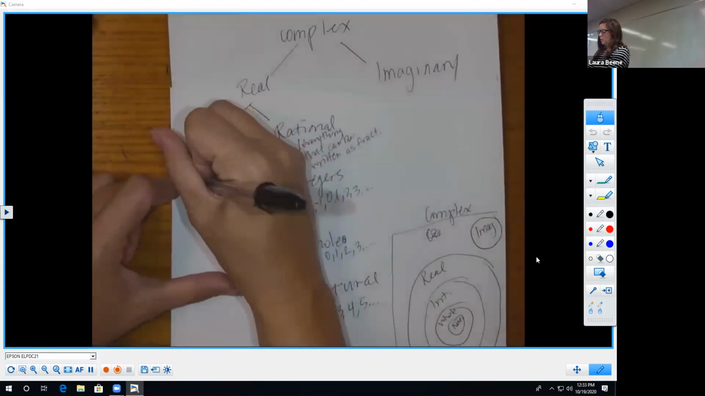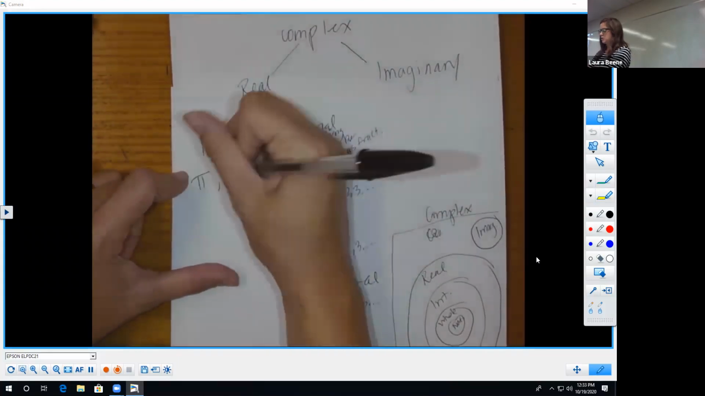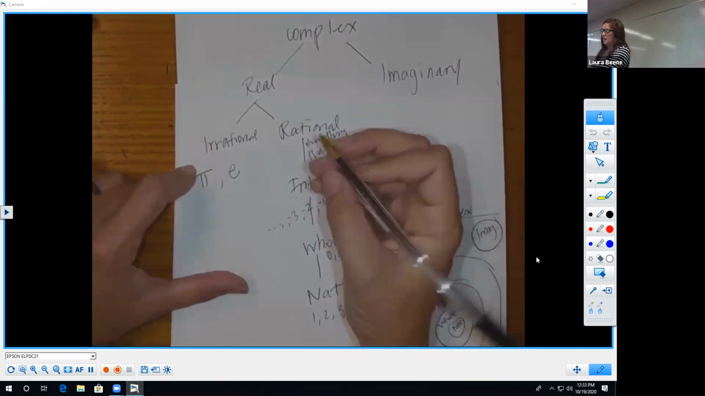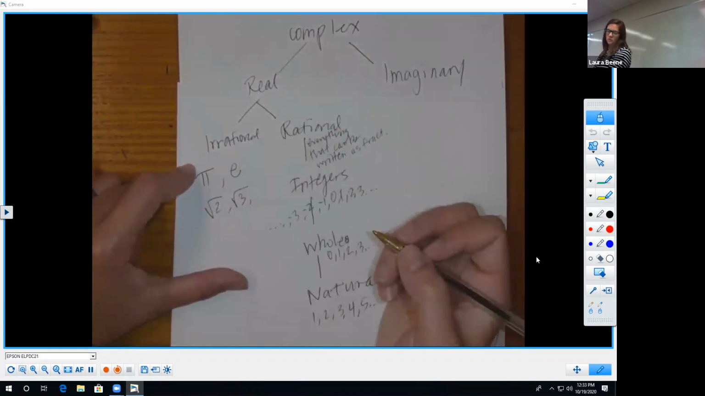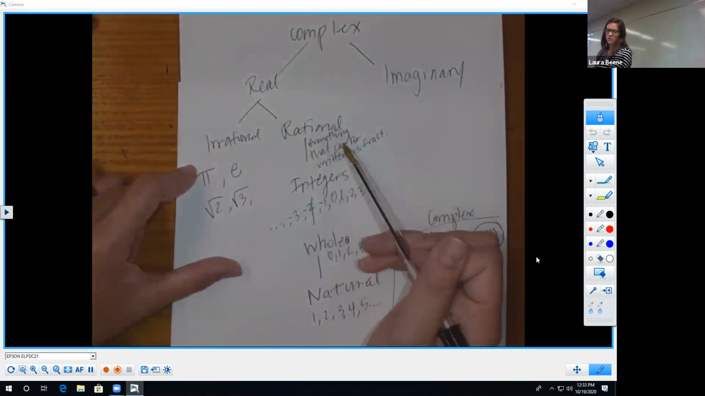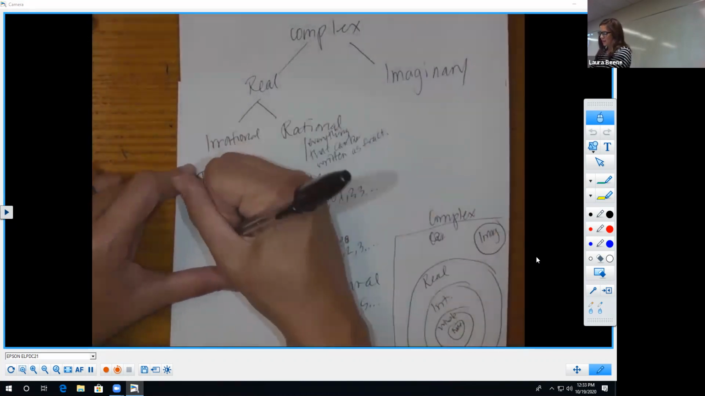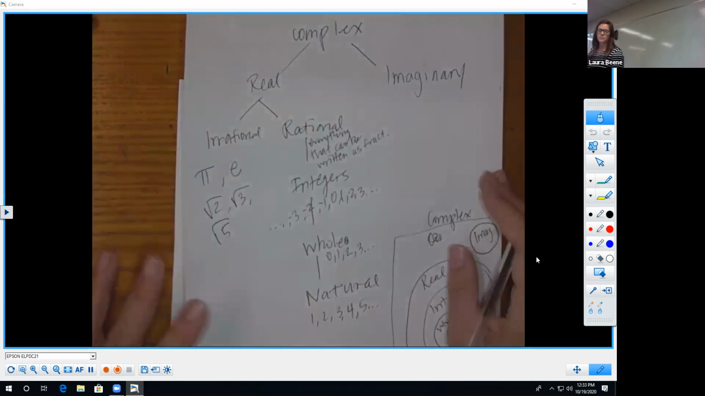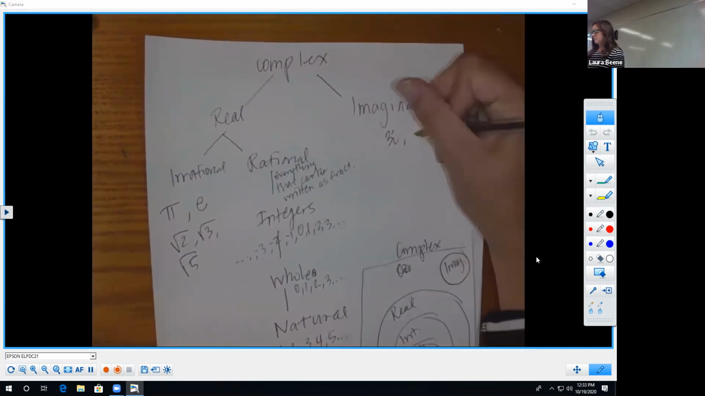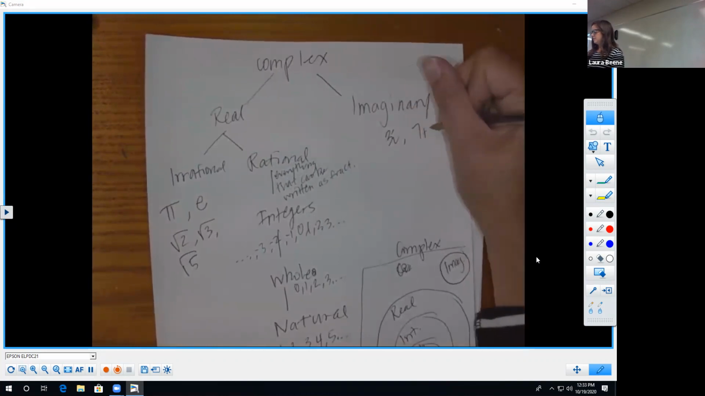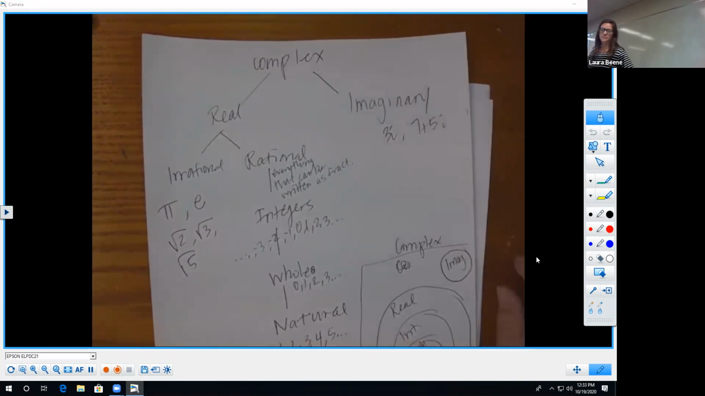But weird numbers like pi, and in college algebra you talked about the number e. Also square roots: square root of 2, square root of 3, not square root of 4, because the square root of 4 is 2, and that's just a rational number. Square root of 5, and so on. And then imaginary numbers are numbers that have an i in them, like 3i or 7 plus 5i or something like that.